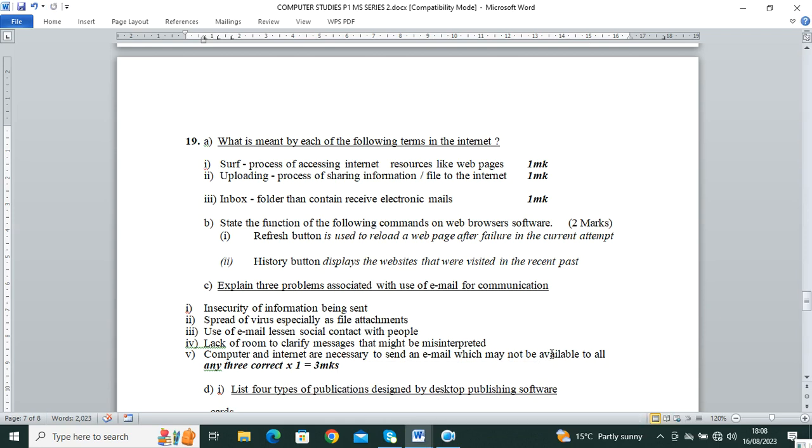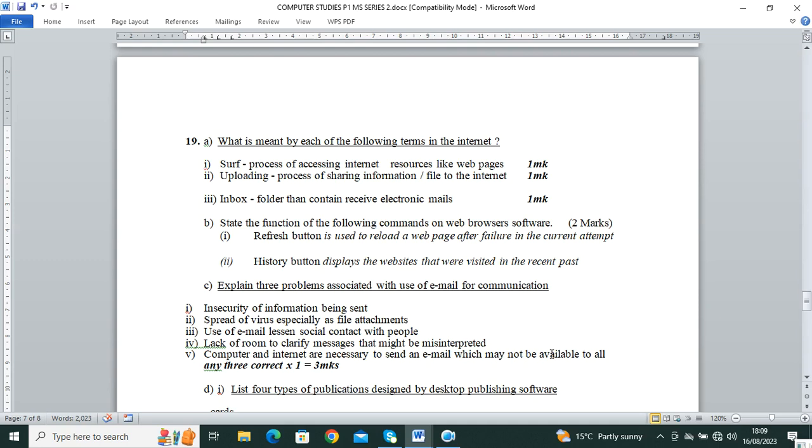So the next question is, state the function of the following commands on web browser software. So you have the refresh button, we have the history button. Guys, this is knowledge. Remember, information is power. Refresh button is used to reload a web page after failure in the current attempt. Like for example, if you want to access HELB, or something like the university or college or TVET where you have been admitted, then the page is not bringing the data.